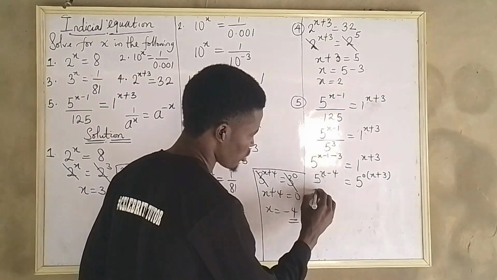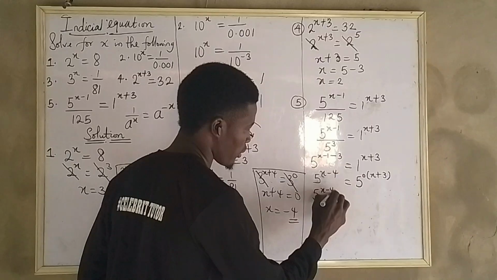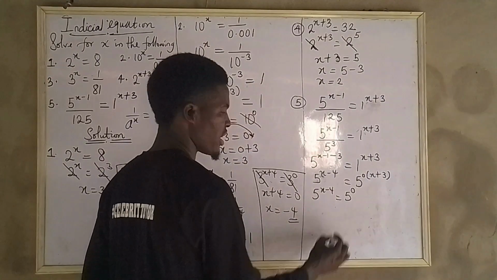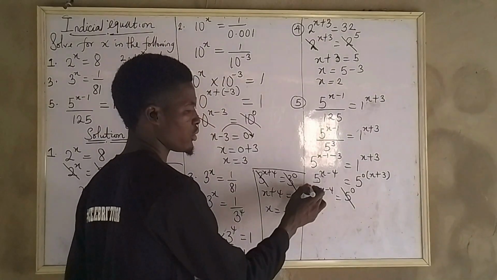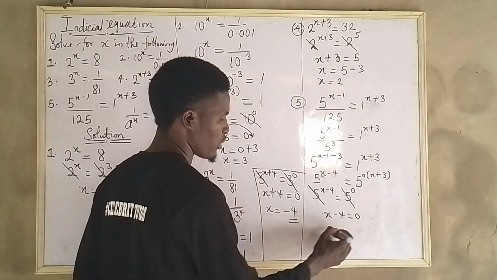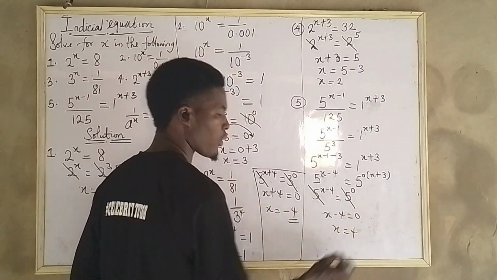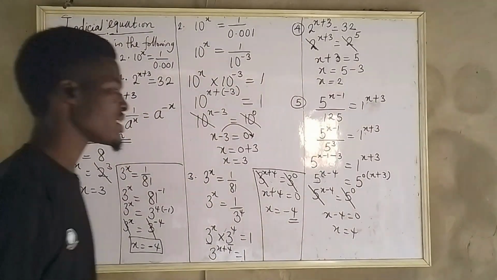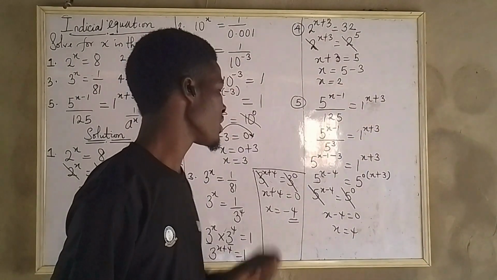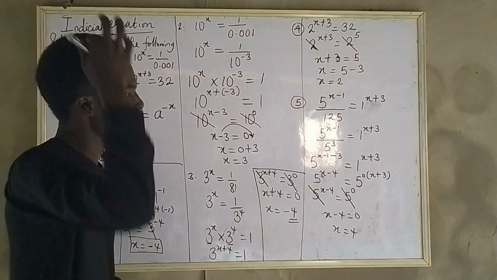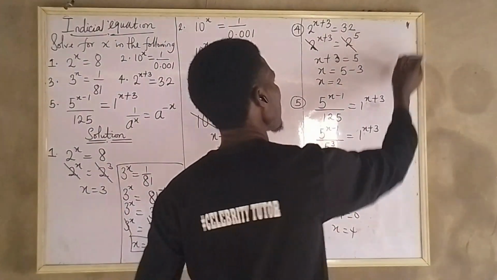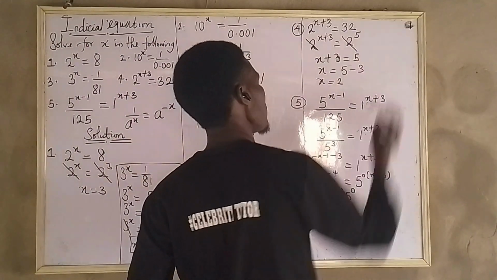Alright, so we are going to have 5 raised to power x minus 4 equal to 5 raised to power 0 multiplied by everything here, which is 0. And then 5 will cancel 5. And now we have x minus 4 equal to 0. x equals 4. Are you seeing that now? Now look at it. If x is equal to 4, 4 plus 3 is 7. 1 raised to power 7 is 1. Are you seeing that now? 1 raised to power 7 is 1.